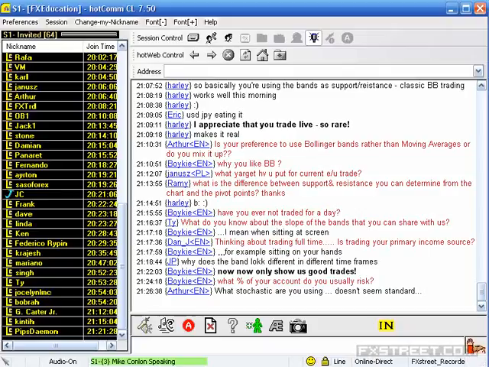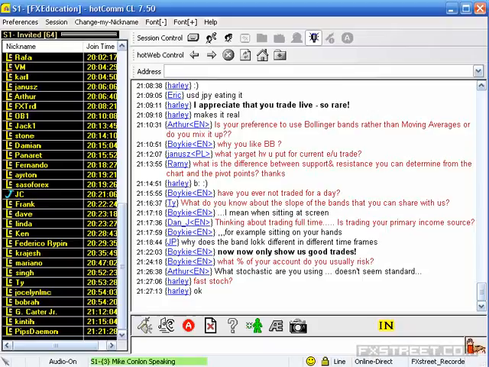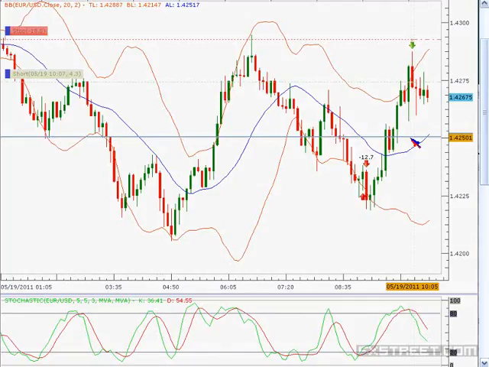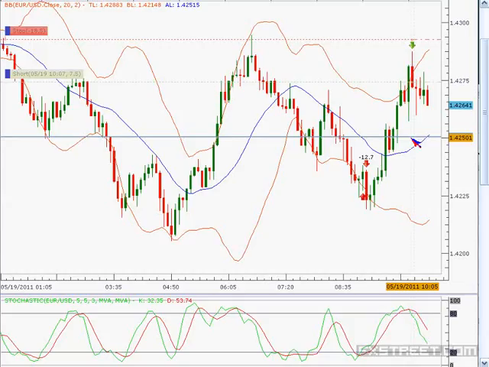Question, what stochastic setting am I using? It doesn't seem standard. It's a little bit different, but the numbers are fairly common. I use a 553 setting, Arthur. The reason is that it's a little bit of a faster setting. It's not the fast or the slow, just a regular stoch. I like to see more signals than less, and the only reason is because I don't actually use the stochastic to make the decision for me. Like, okay, we're overbought, so I want to sell it here, or we're oversold, I want to buy it here. Rather, I'm using it as a confirmation of what I'm seeing on the chart.